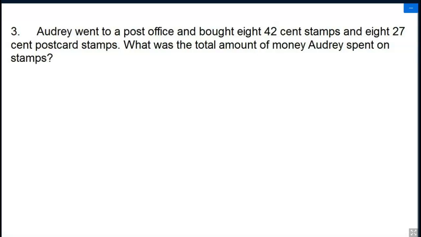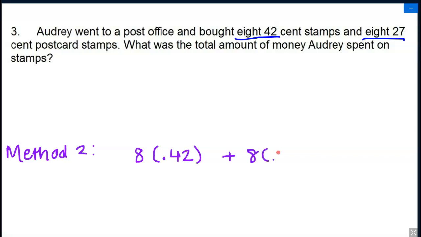Audrey goes to the post office and bought 8 42-cent stamps and 8 27-cent postcard stamps. What was the total amount of money Audrey spent? So this problem is written out to use method 2. It is given to you, set up in a way that you say, okay, she bought 8 stamps at 42 cents plus 8 stamps at 27 cents. So I know that 8 times 0.42 plus 8 times 0.27 means that she spent $5.52 on 16 stamps.